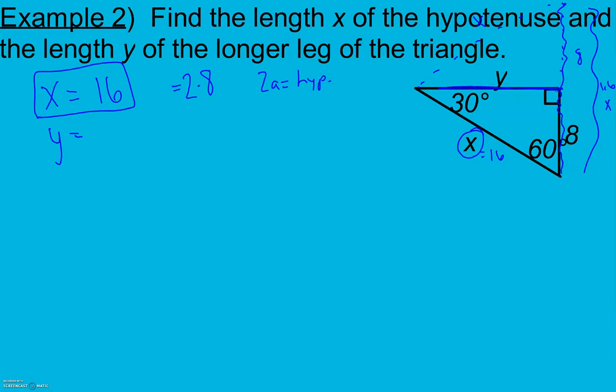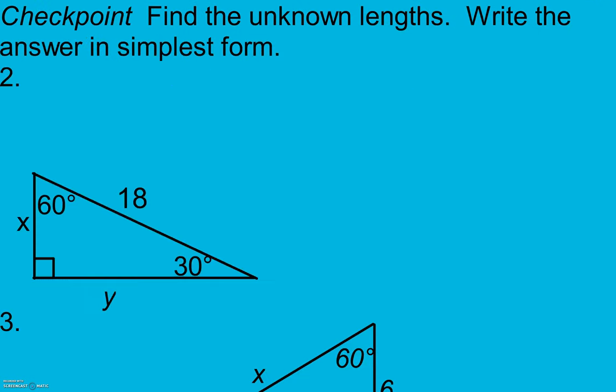To get our longer leg, I take my shorter leg and I multiply it by the square root of 3. So here my shorter leg is 8, and I multiply it by the square root of 3. And that's my final answer. Again, we can't multiply our hypotenuse because our hypotenuse has to be our longest side. If we multiply it by something to make it bigger, it's no longer our longest side. So be careful on that.